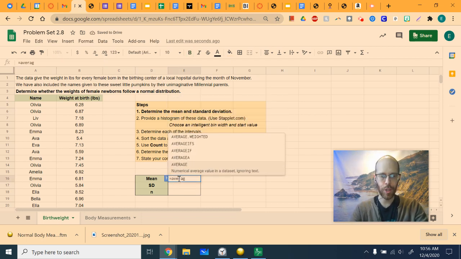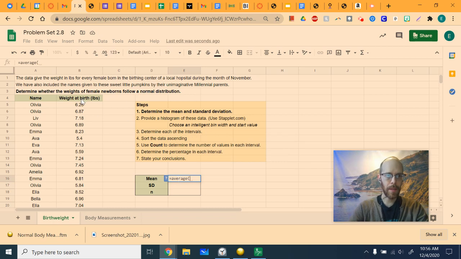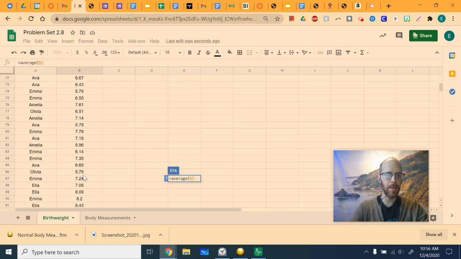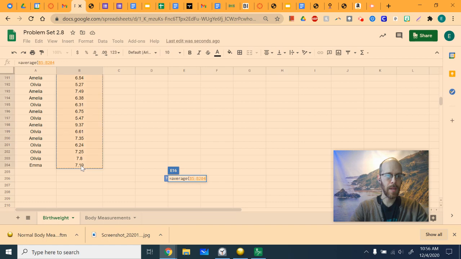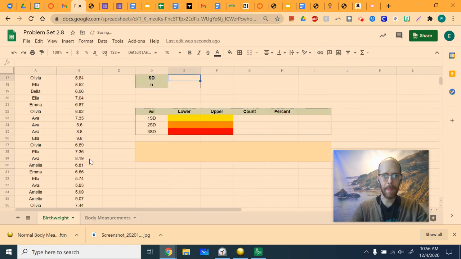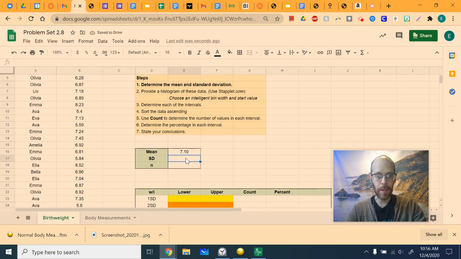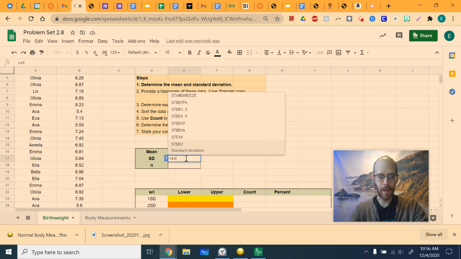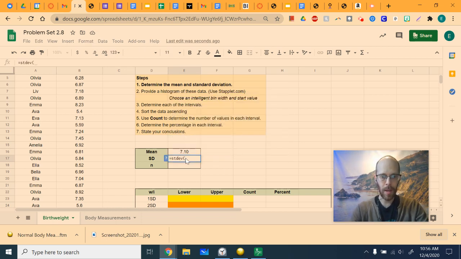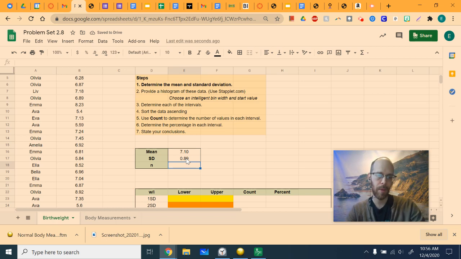So you're going to go average of, let's see, the births are in column B. So we're going to go from B5 down to B204. So the mean weight in this distribution is 7.1 pounds. And then the standard deviation, I'm just going to type in, I know that we're starting at B5 and ending at B204. And that gives us this. So our standard deviation is about 0.9 of a pound, pretty close.